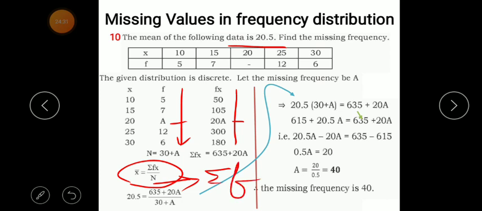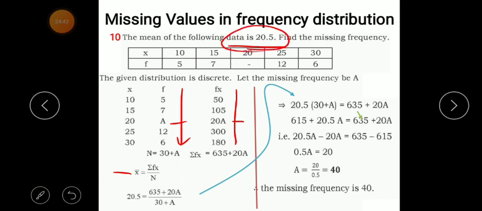So mean is summation fx upon summation f, right? Here x bar I know. What is x bar? X bar is 20.5, they have given. So 20.5 is equal to summation fx, which is 635 plus 20a, upon n, or summation f. Summation f is 30 plus a.